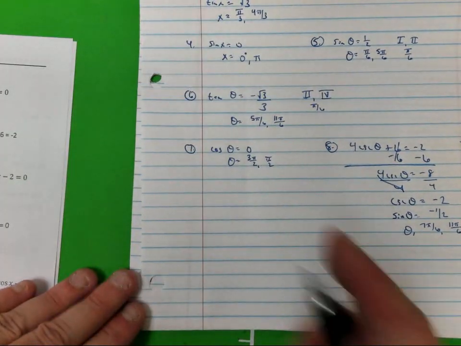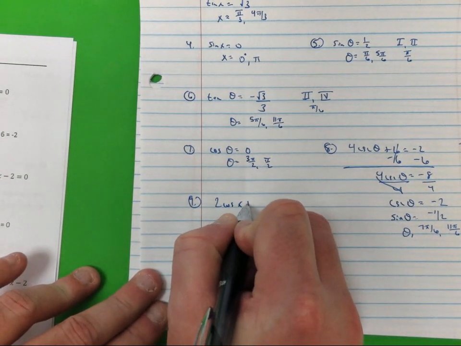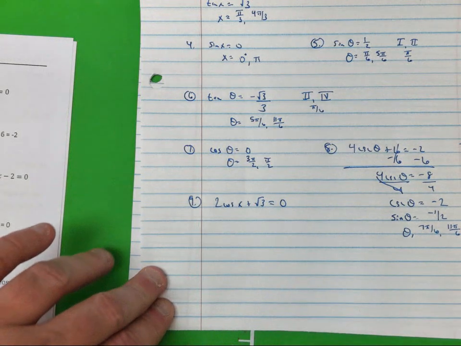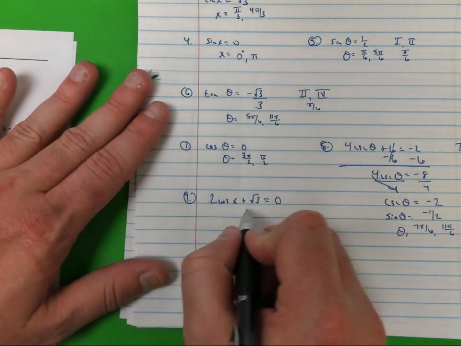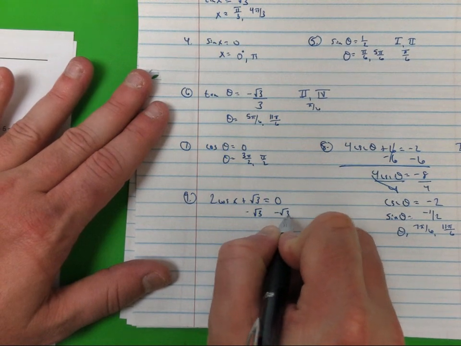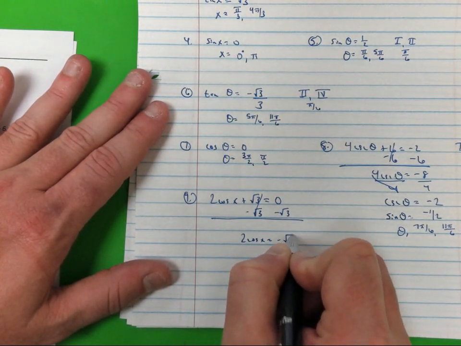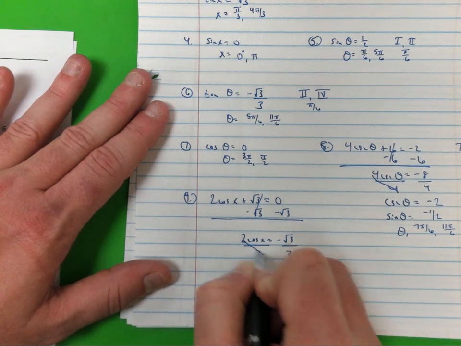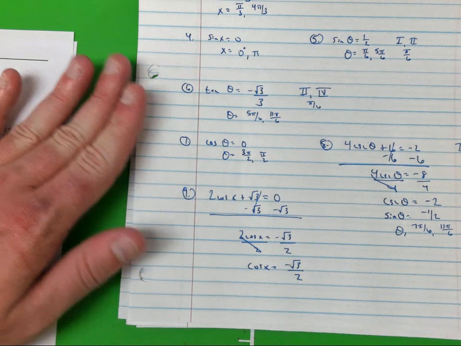Alright, let's look at number 9. 2 cosine x plus square root of 3 equals 0. I'm going to isolate my trig function. I'm going to bring this over first. 2 cosine x equals negative square root of 3. Divide by 2. Cosine x equals negative square root of 3 over 2.